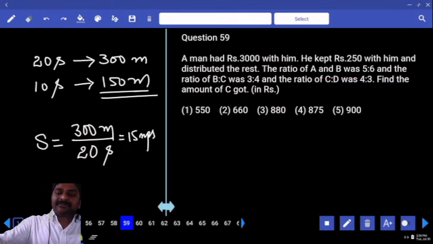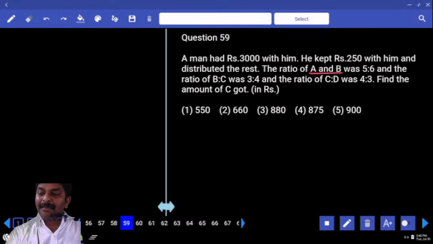A man had 3,000 with him. He kept 250 with him and distributed the rest. The ratio of A to B was 5:6 and that of B to C 3:4 and that of C to D 4:3. Find the amount that C got.